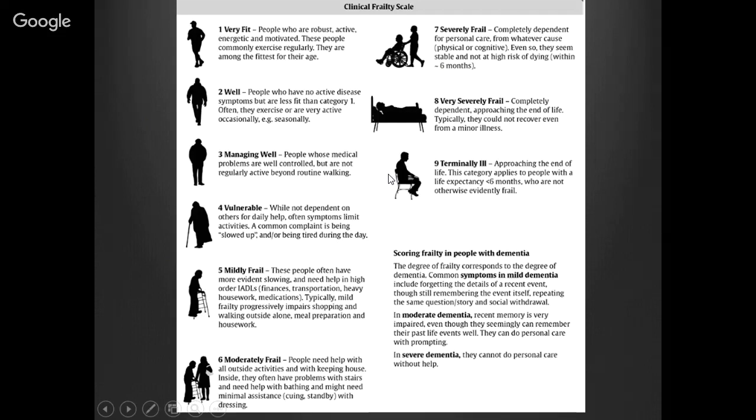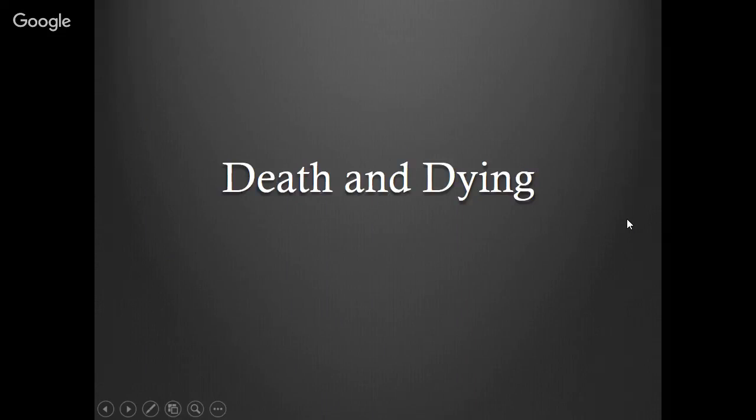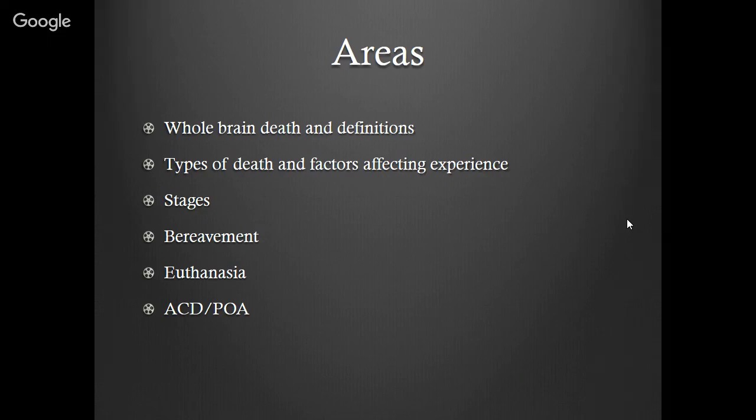And terminally ill, for some reason, sitting up; the last guy was sitting down. But basically, this is, you're probably going to die in the next 6 months. Okay. Death and dying. Awesome.